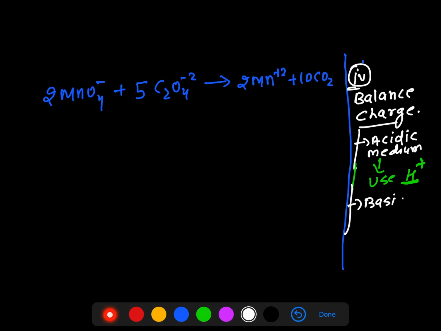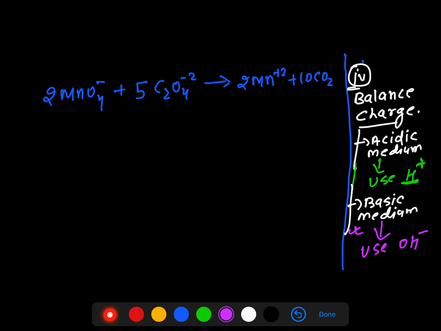But if it is a basic medium, in basic medium OH- ions are present, so use OH- to balance the charge. So we'll see it when we are practicing the basic medium problems.